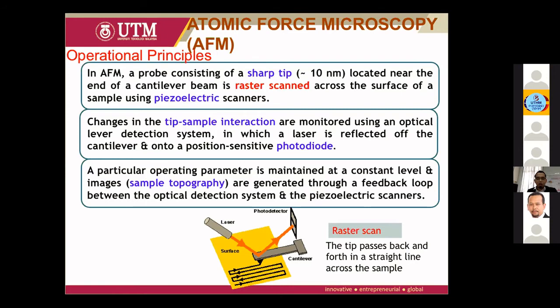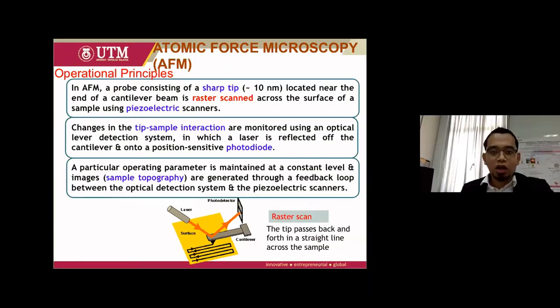So let's say you have a tip here, and then you start to travel around your face, touching your face, and this response is going to be turned into the topography image. It is how you tend to picture the operational work of the AFM. So the important thing is that you have to know the modes of the tips, whether you have a tip that is going to be touching the surface of your sample or the non-touching modes.